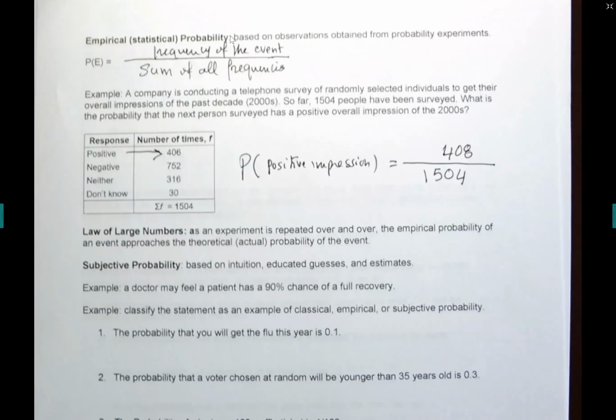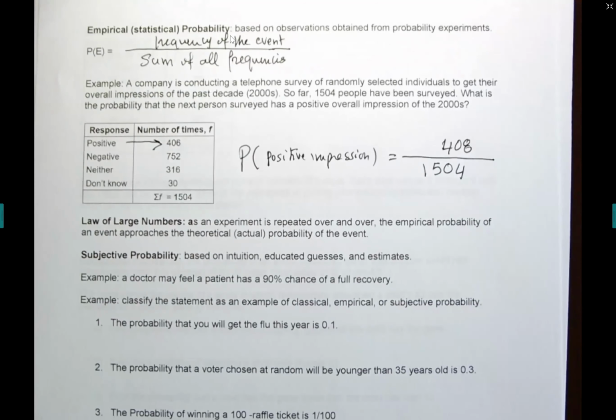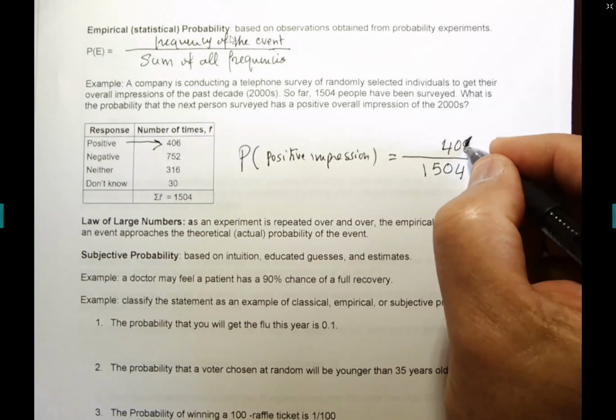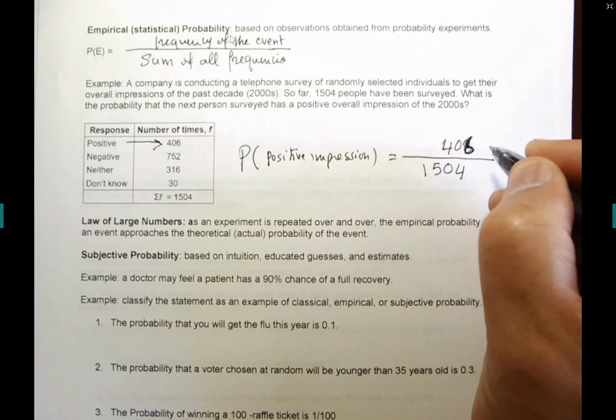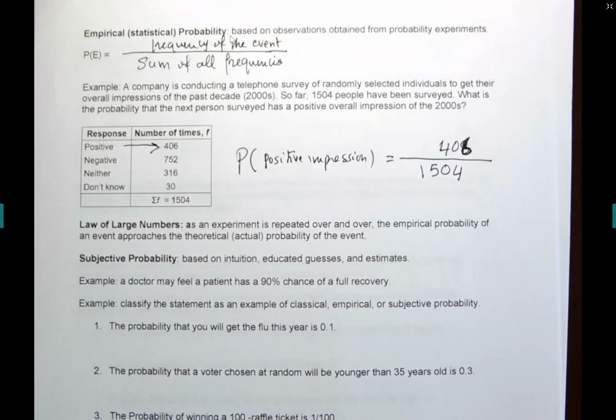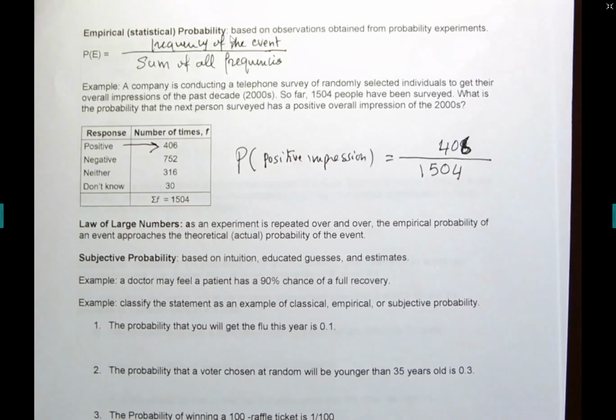Any questions? Yes. That says 406. Oh, 406, yeah. You're right. 406 divided by 1504. If you're doing the work online, it usually asks for the probability to at least 3 decimal places, so just divide and put 3 decimal places. Okay.